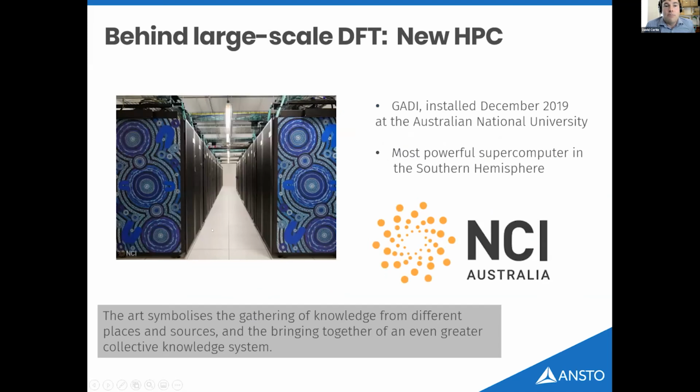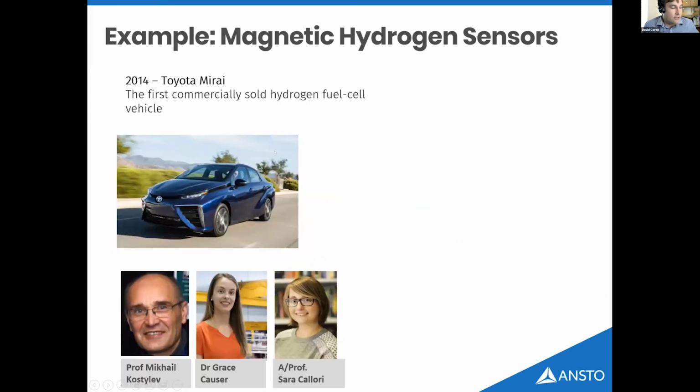And this is all really possible because of these very powerful computers that are coming online now. For example, I use the Gaudi supercomputer. What I really like about this computer is that it's illustrated with this beautiful art from a local artist, and the art symbolizes the bringing together of an even greater collective knowledge system. And these types of computers are allowing us to simulate real thin film structures for the first time. So I'm conscious of the time. I'm just going to spend the last 5 minutes giving a sort of tangible example of this.